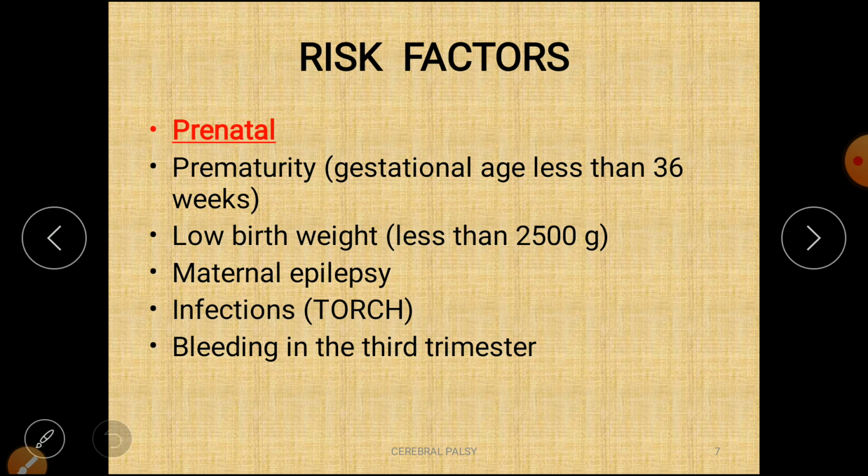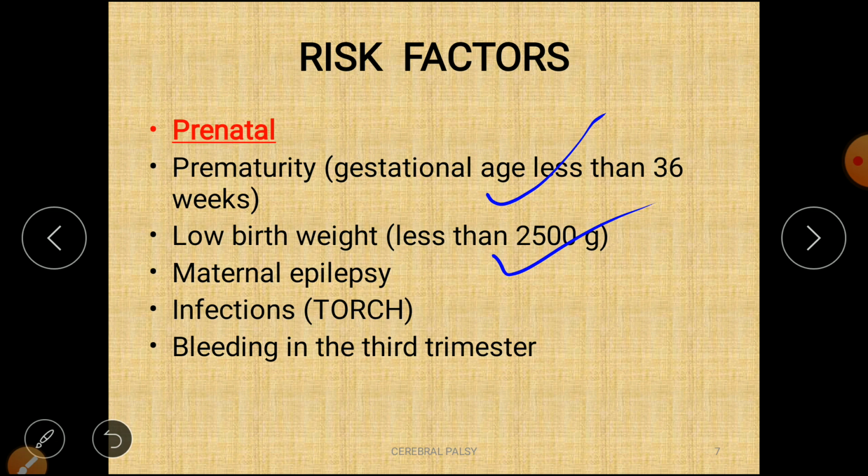Now let us look at risk factors, or you can say causes. These are responsible for cerebral palsy. First is prenatal causes or risk factors. So prematurity, that is, if the gestational age is less than 36 weeks, these come under the cause of prematurity. Second is low birth weight, that is, less than 2500 gram. If the baby weighs less than 2500 gram, that is low birth weight.